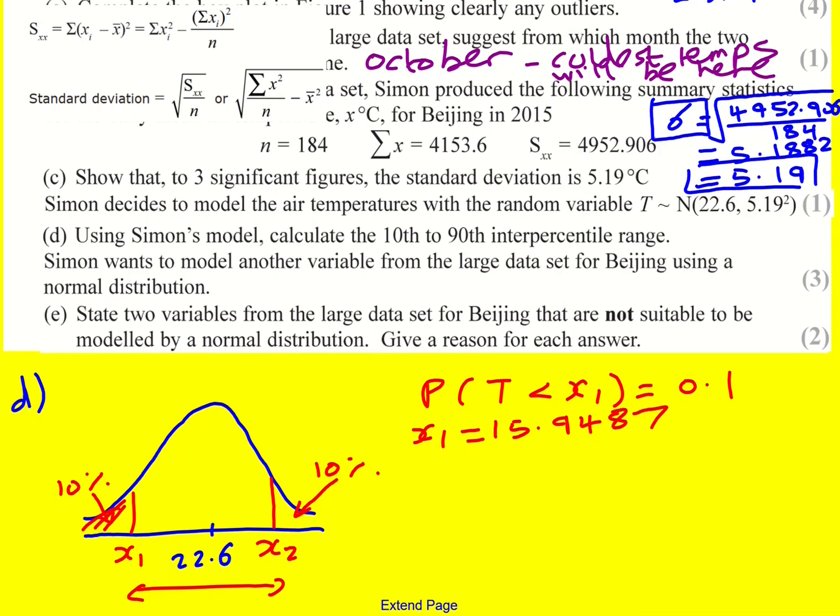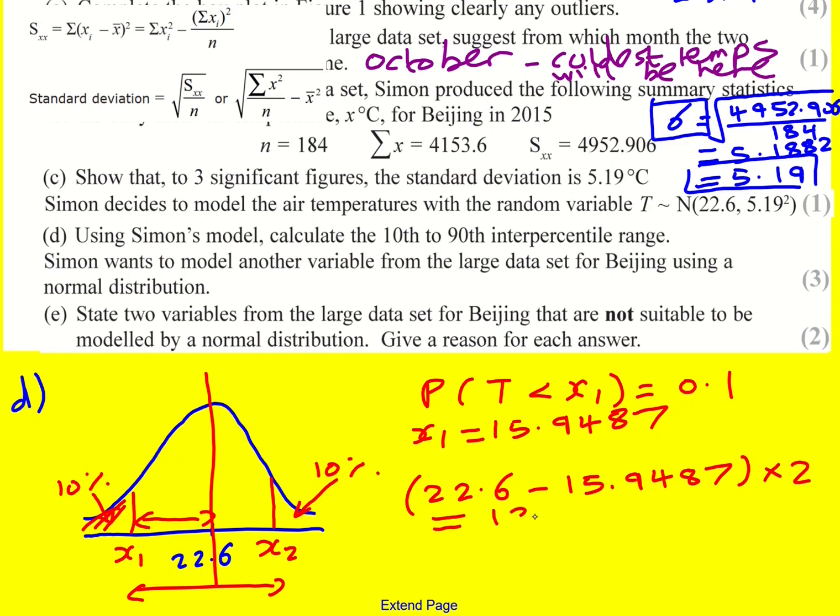I've got two options. You can do a very similar calculation for x2, or you don't even need to, because this is a symmetric distribution, you can just find the difference between 22.6 and that 15.948, and then just double it. That's going to be the quickest approach, to be fair. And this gives 13.303, or 13.3.